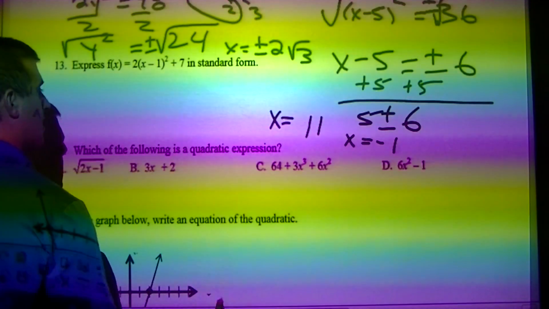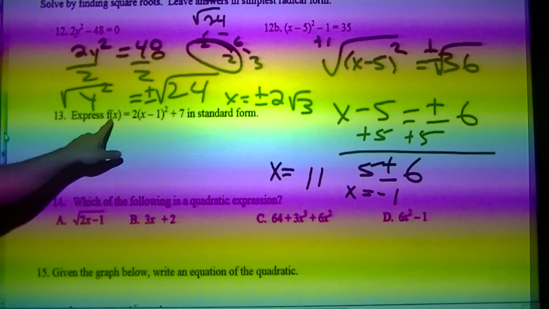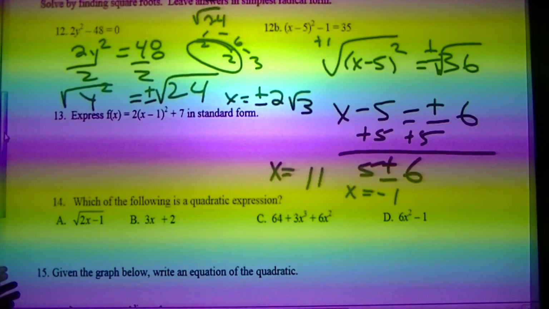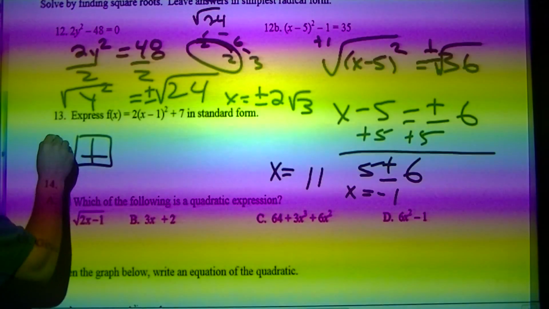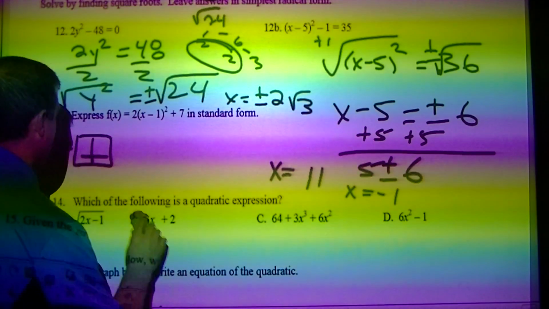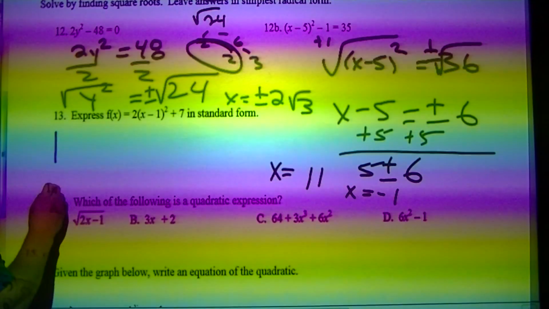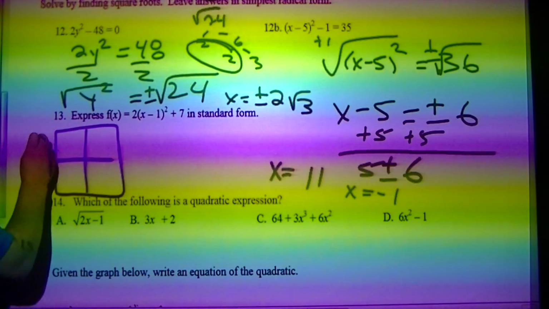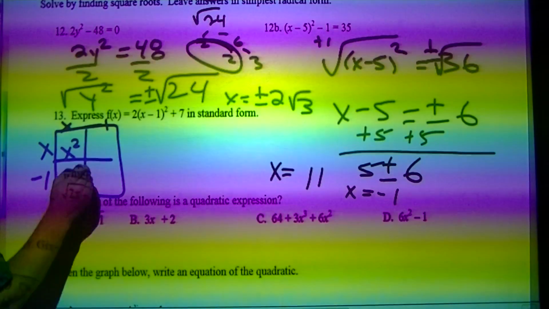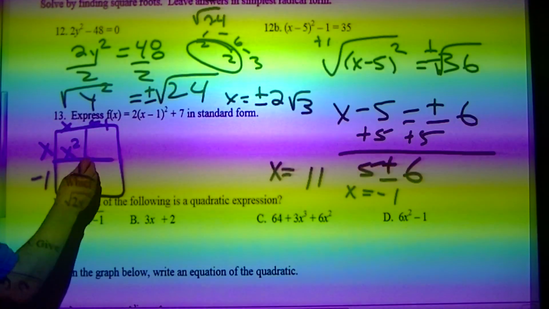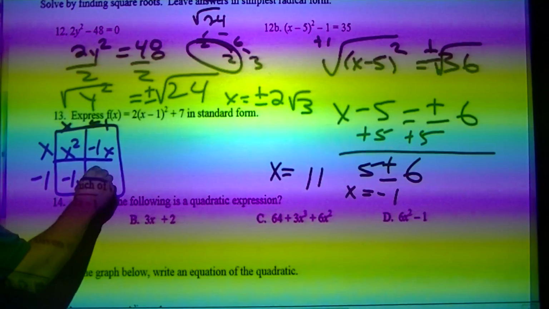Which of the following is a quadratic equation? Oh, oops, I skipped 13. Express this in standard form. Well, what I want to do is, squared means multiply by itself. So I'm going to do x minus 1, x minus 1. That's x squared, negative 1x, positive 1.